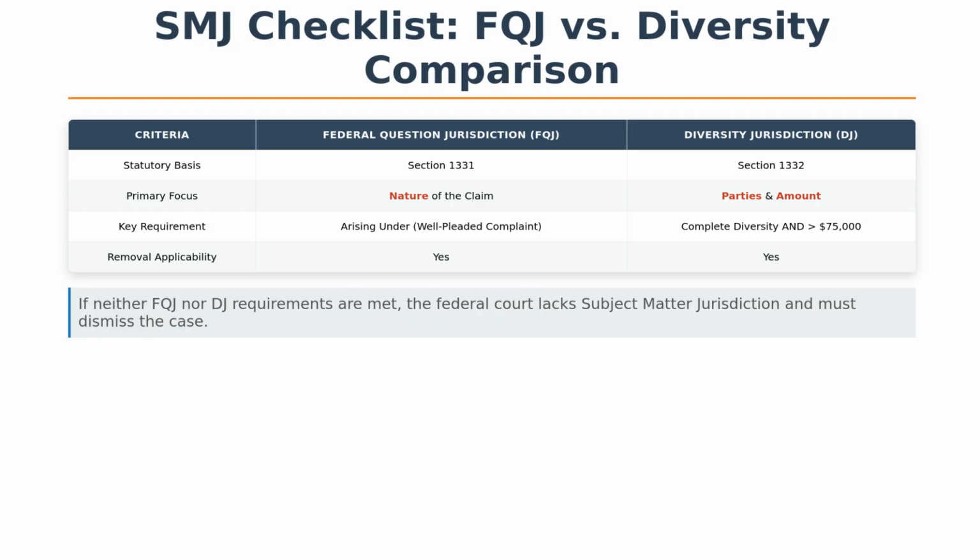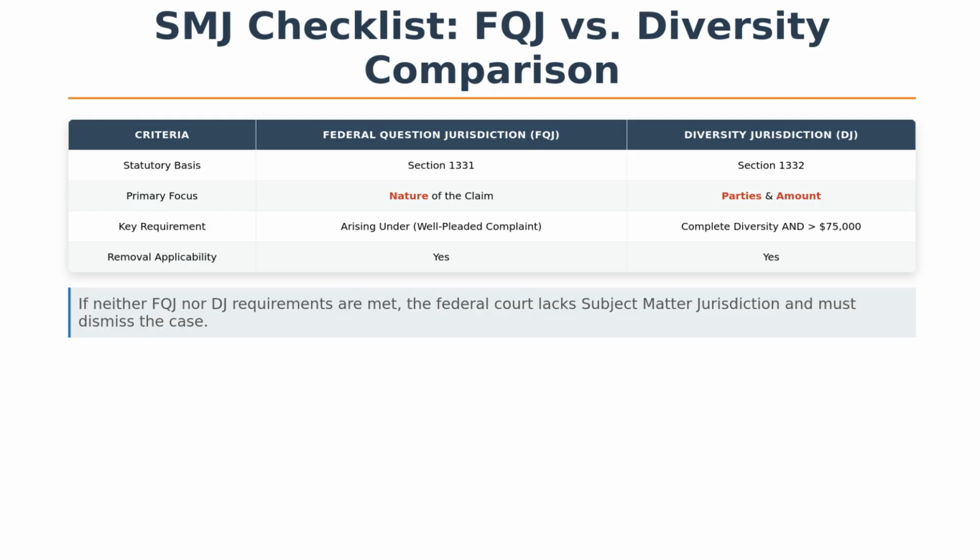In contrast, diversity jurisdiction is entirely concerned with the parties involved and the amount in controversy. We require complete diversity of citizenship and a claim exceeding $75,000. It is crucial to remember that these same jurisdictional standards, federal question and diversity, are the exact tests applied when determining whether a case properly removed from state court must remain in federal court.